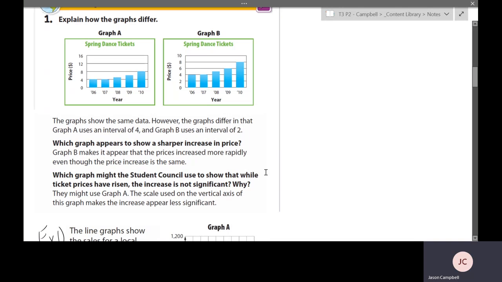Second question says, which graph might the student council use to show that while ticket prices have risen, the increase is not significant? They might use graph A, the scale used on the vertical axis, so the dollars going up, of this graph makes the increase appear less significant. So if they're trying to say that the ticket price hasn't gone up that much, they would use this graph because it doesn't appear to go up as fast as it does in this graph.